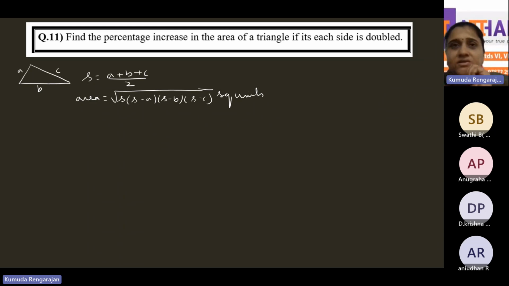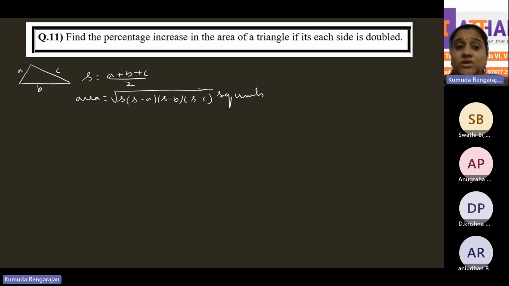We'll assume this to be the original triangle. You cannot assume it to be an equilateral triangle. It's a given triangle, so all the sides are not equal. The sides are unequal. So let this be the triangle with sides a, b, and c. What's the semi-perimeter? a plus b plus c by 2. And the area is square root of s into s minus a into s minus b into s minus c square units.